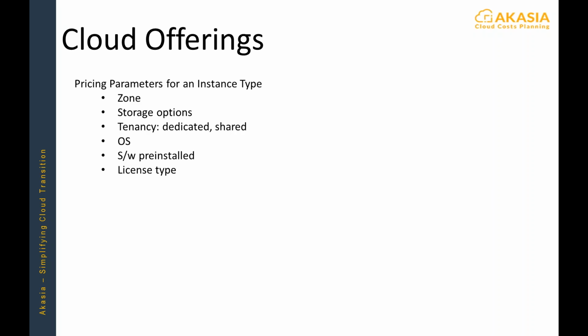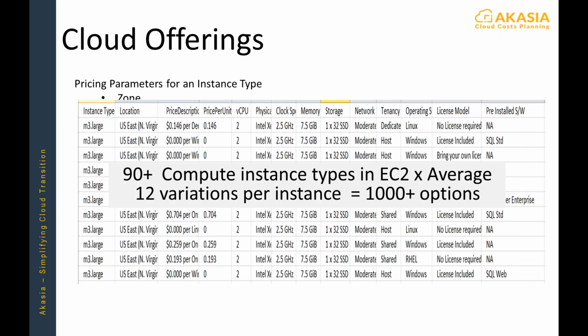If you look at any particular cloud today, the variations and permutations are overwhelming. Just taking a look at Amazon AWS, there are 90-plus instance types in EC2. And each one of those has an average of 12 variations per instance in terms of licensing, or reserved instance, or on demand, and what have you. So now you're talking about thousands of options to choose from. That becomes an extremely challenging problem, especially when you're considering moving thousands of systems across.